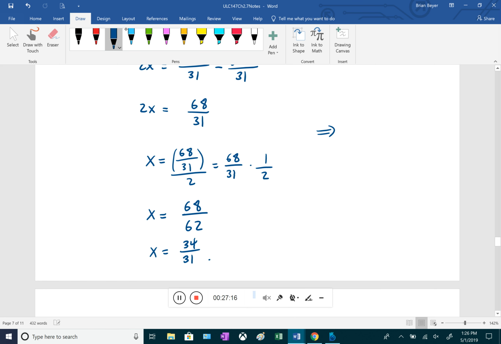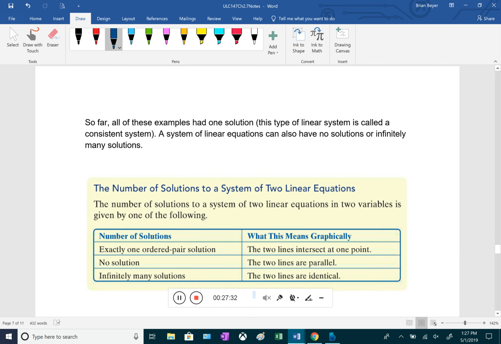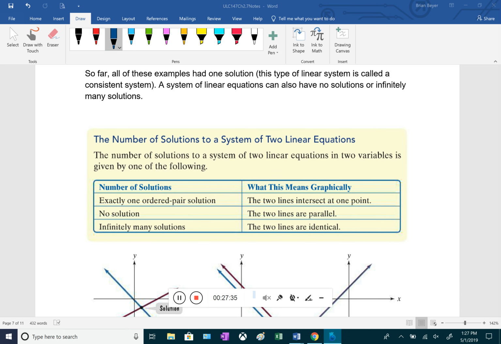So that's going to give us the solution set. 34 over 31 for x and 85 over 31 for y. So a little bit messier that time, but still pretty doable. So up until this point, all of these examples that we've done had one solution. It had one ordered pair. That is one of the options. The other two options of what can happen, we can have no solutions or infinitely many solutions.